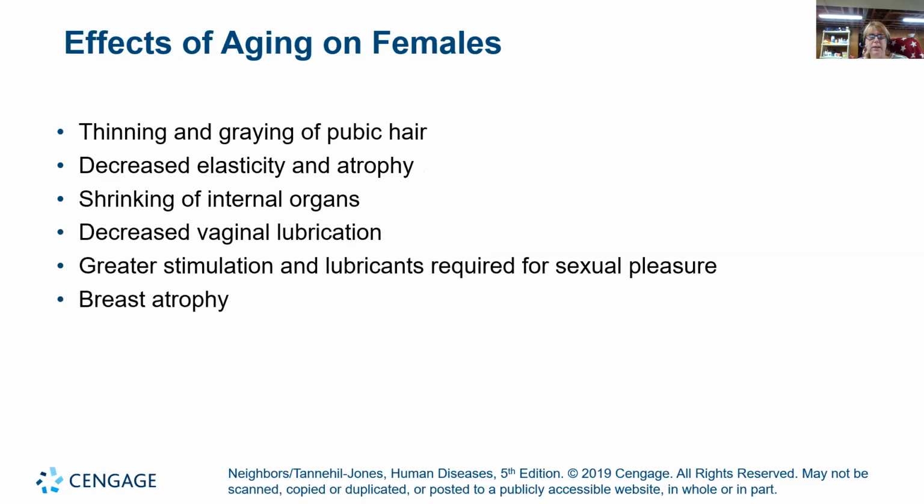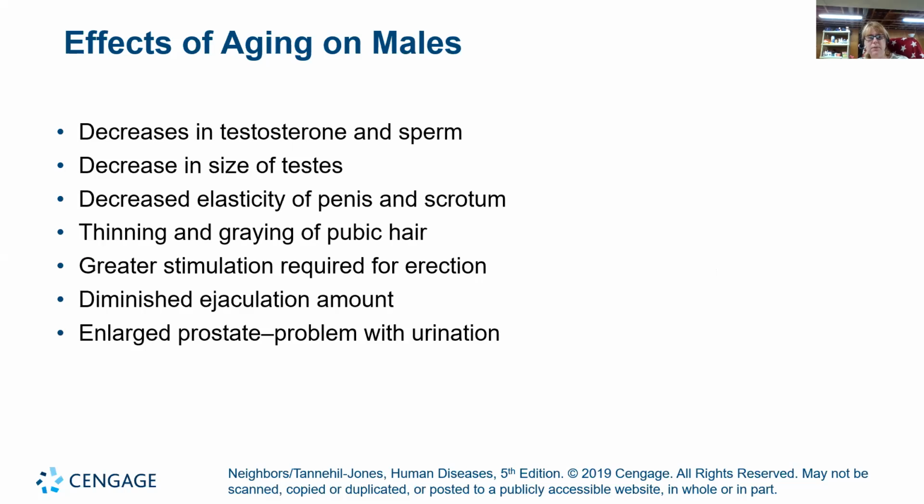We always end with the effects of aging. So for female, the effects on the reproductive system are listed here. The biggest one I would say is the fourth one down, the decreased vaginal lubrication, which can be alleviated using pre-purchased products. They require greater stimulation, and breast atrophy. And by that I mean the skin and the tissue in the breasts tends to atrophy. So that is where the sagging tends to happen.